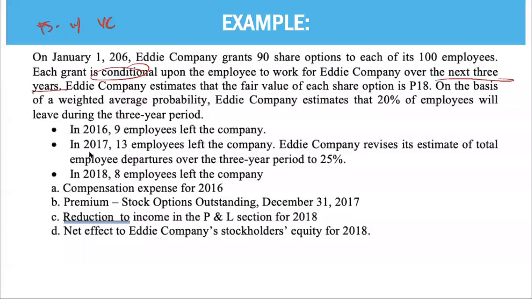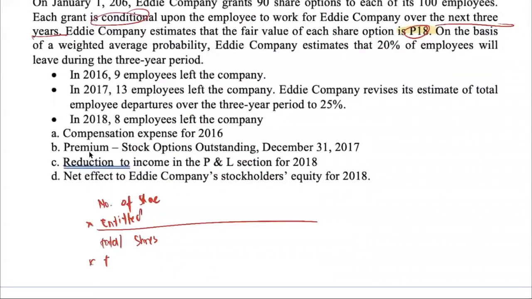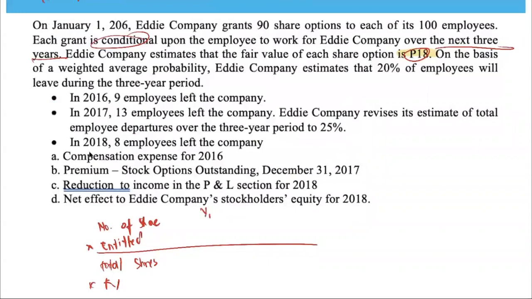What do we call this one? Service condition. So Eddie Company estimates that the fair value of each share option is 18 pesos. So this will remain as the value of our share option. To compute, as we have said, we have your number of shares multiplied by the persons entitled. So this is the total shares multiplied by the fair value. Since they have 3 years here, year one, year two, and year three, our fair value of shares will remain the same, 18 pesos each year.